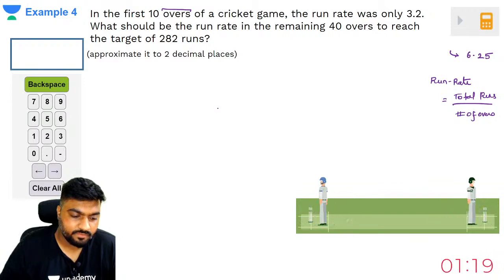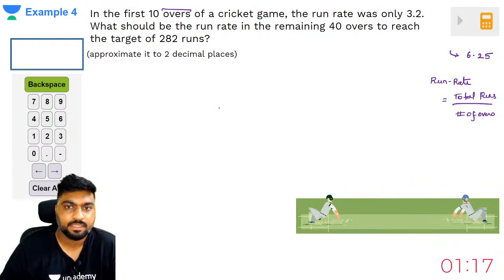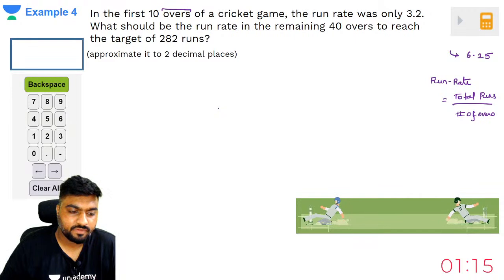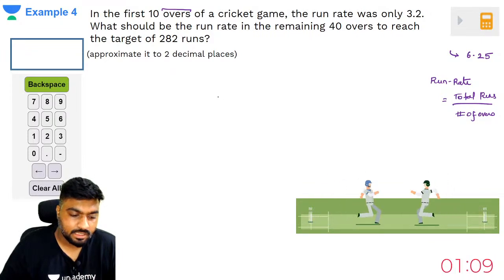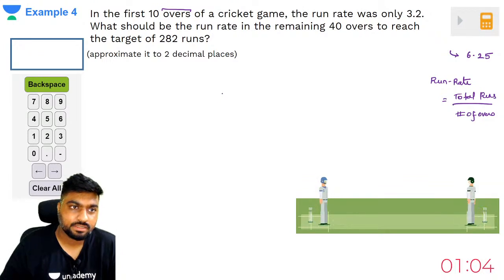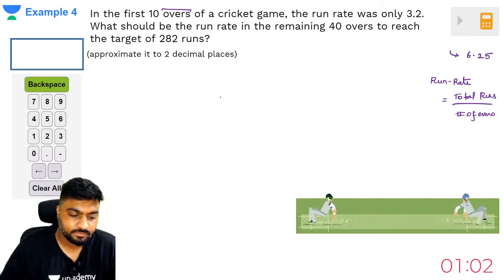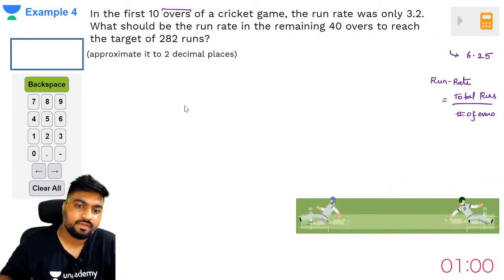Very good, Gaurav, Beneath, Anamika, superb. 6.25 runs per over if I make, then in 40 overs I'll get 282 overall. Okay, Deepit, is that a typo? Is it 6.26 or 6.25 only? Jay says 6.25. Very good.